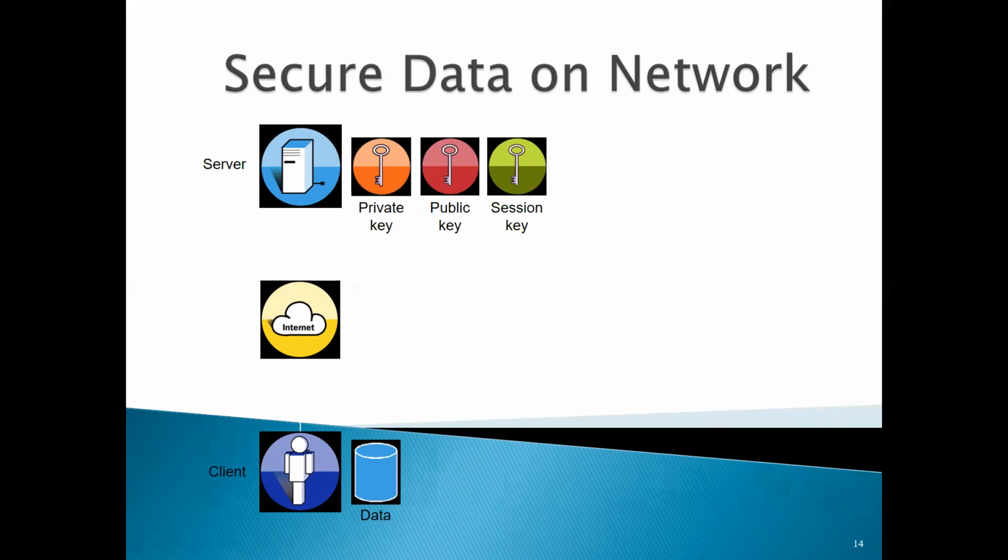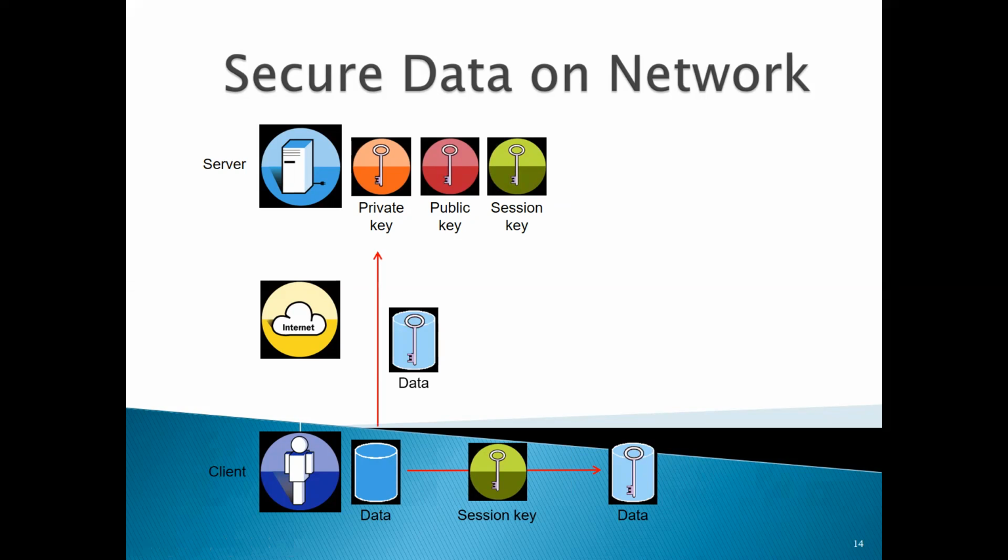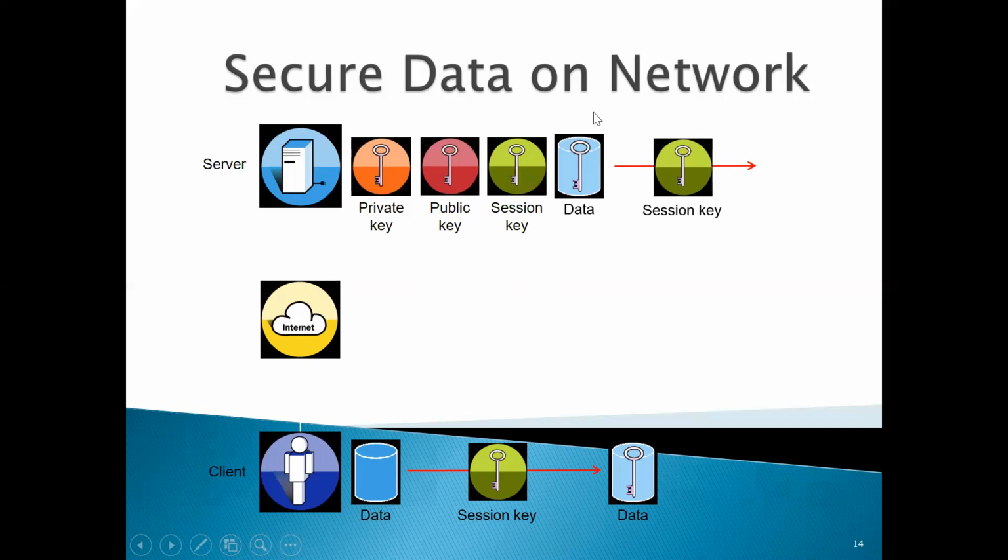Now let's say the client is sending data to the server. This is my plain data. I apply this session key over the data and it becomes encrypted. If it is showing the key or lock, it means the data is encrypted. Now it is sent to the server, which has this encrypted data. See what the server is doing: it applies the same session key over this data and it becomes plain, unencrypted data.